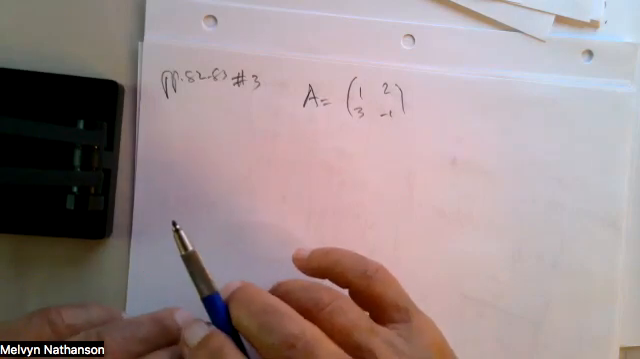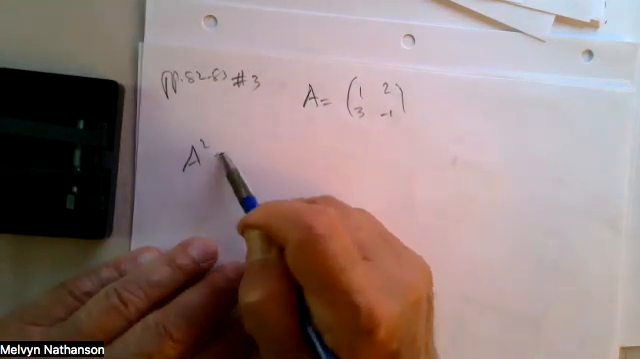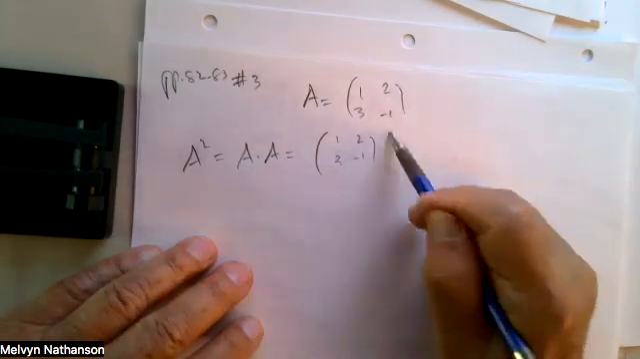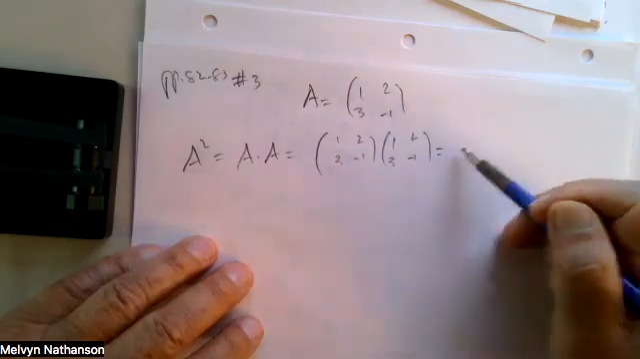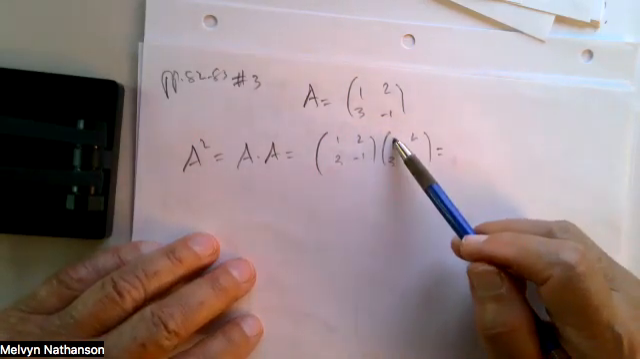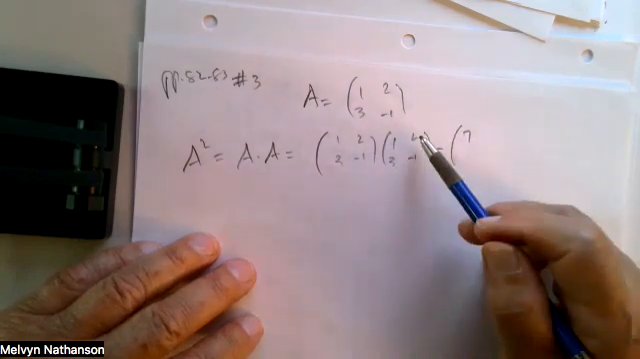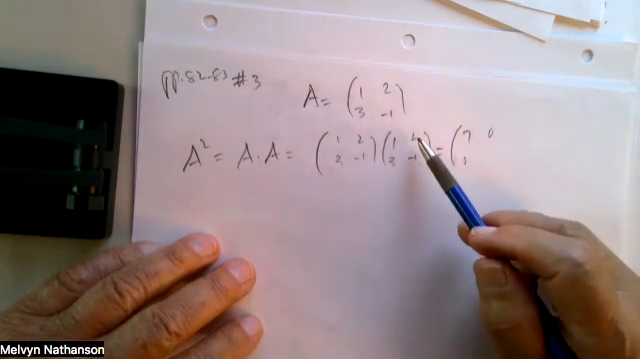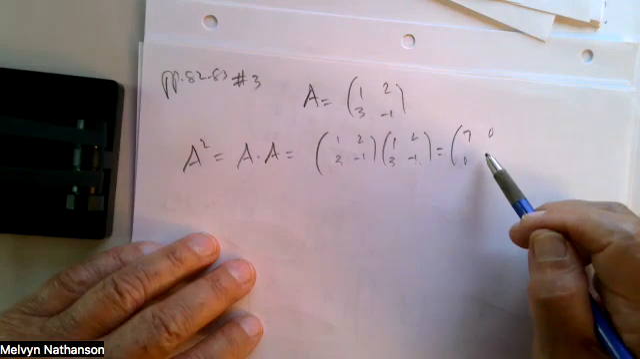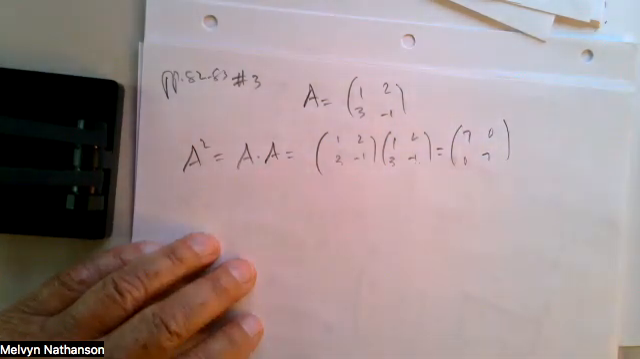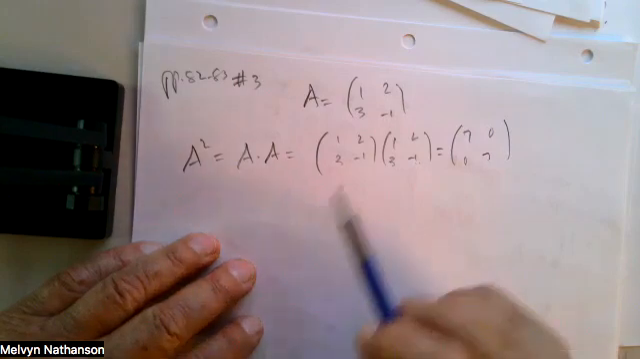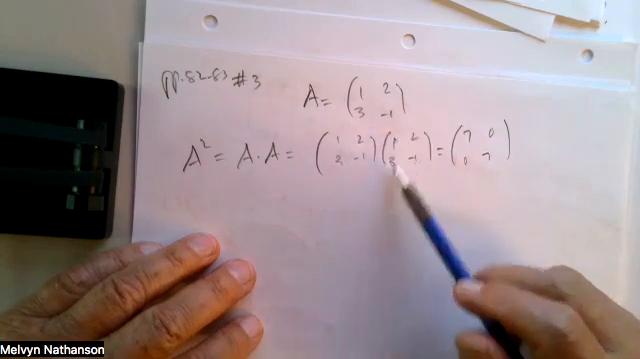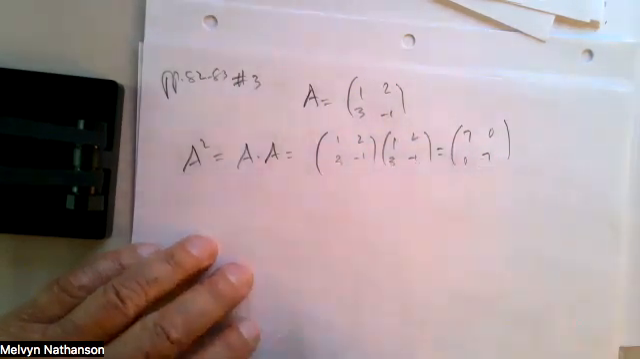And we want to calculate powers of the matrix. So A squared means A times A. So 1, 2, 3, minus 1 times 1, 2, 3, minus 1. That's 1 plus 6 is 7. 2 minus 2 is 0. 3 minus 3 is 0. 6 plus 1 is 7. Okay. So that's 7, 0, 0, 7. That's A squared.